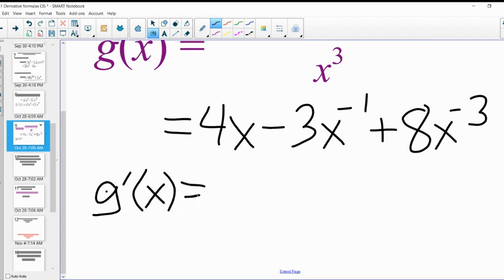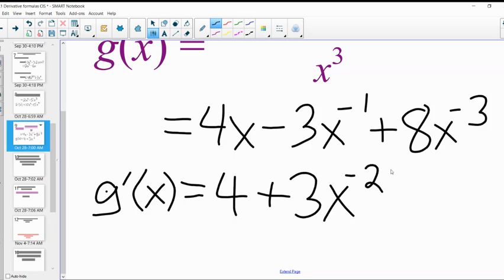The derivative of this is, well, the derivative of 4 times x is 4 times x to the 0. I've got, let's see, minus 3. When I do the derivative, I'll have negative 1 times negative 3. That'll end up being plus 3x to the negative 2. I'm doing negative 1 times 3 to get negative 3. I'm subtracting negative 3, making that a positive 3. And then finally, I have 8 times negative 3, negative 24, x to the negative 4.